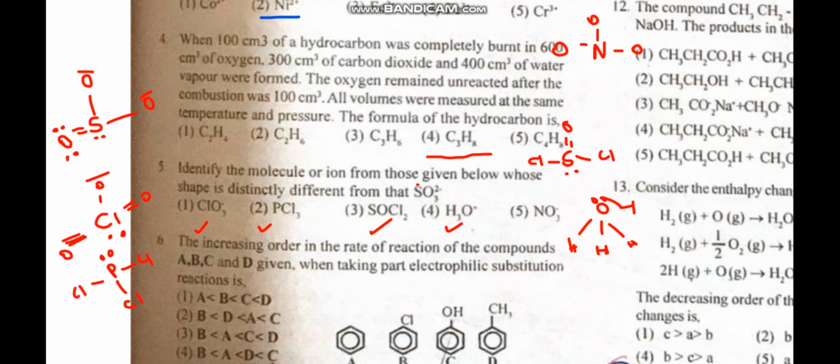So ClO3 minus, you can see that is trigonal pyramidal. PCl3 is also trigonal pyramidal. SOCl2 is also trigonal pyramidal. H3O plus is also trigonal pyramidal.